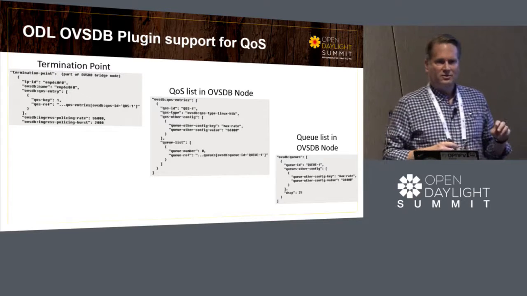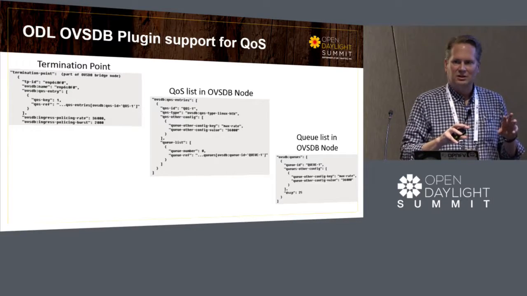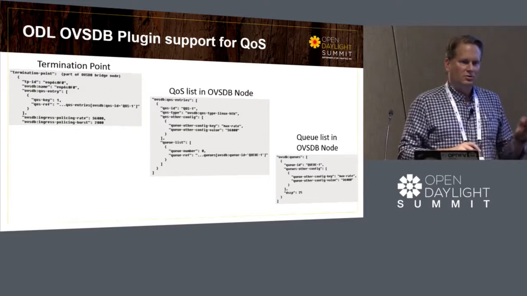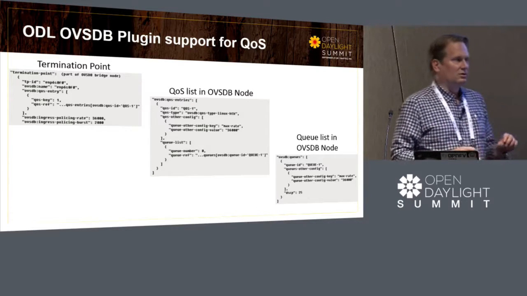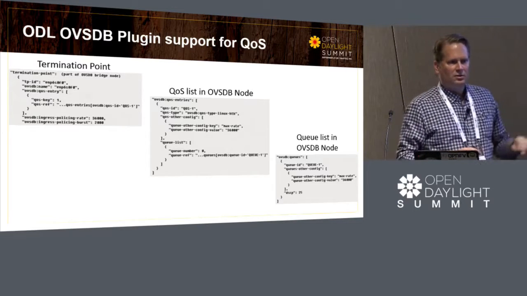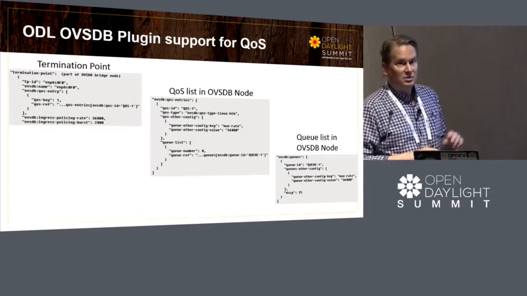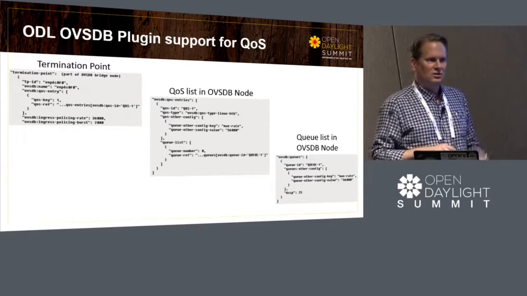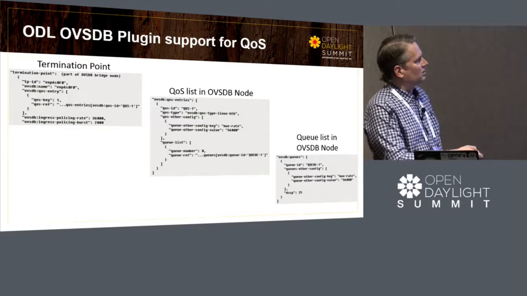QoS and Q tables, if you get into the details of the OVSDB schema, are root tables, which means they can live independently of what they're connected to, which is the port. So you can create QoS and Q entries and then link them up after the fact. Or if you assign a QoS to a port and delete the port, the QoS entries remain in the table. So basically in the OpenDaylight OVSDB model, the QoS and the Qs are just maintained as lists in the OVSDB node model. And that's what I'm showing here.